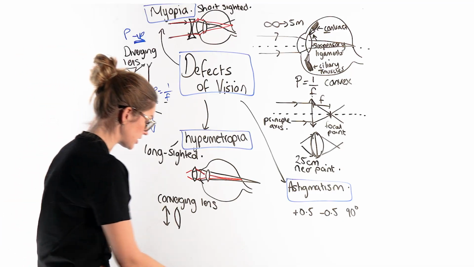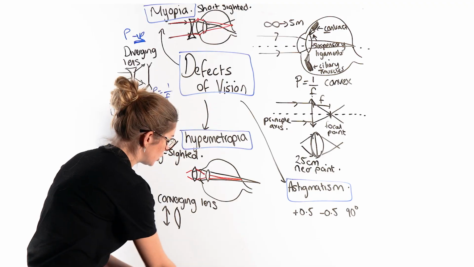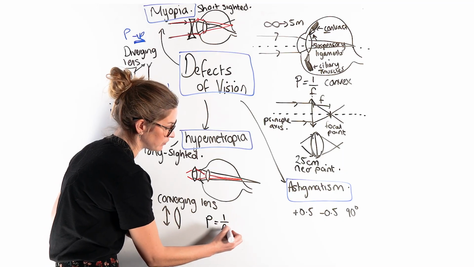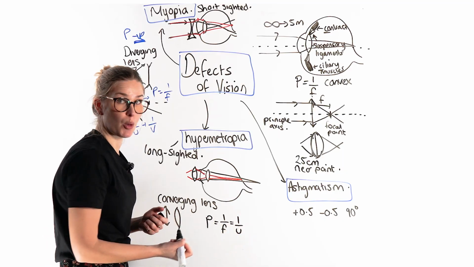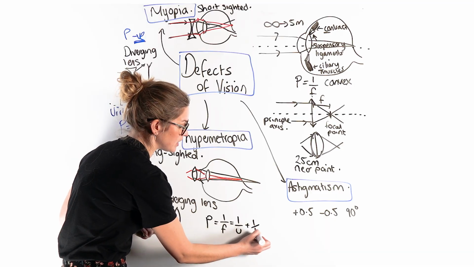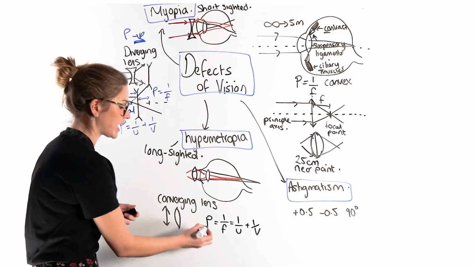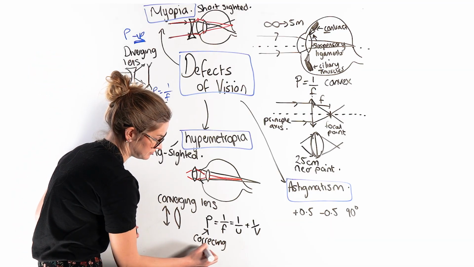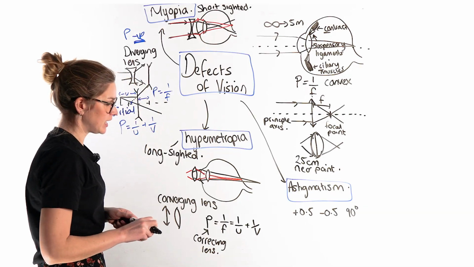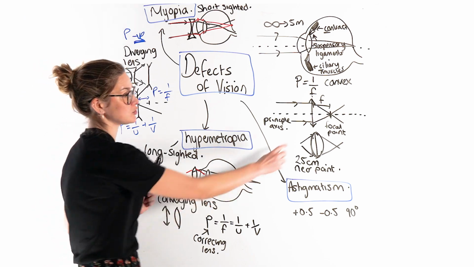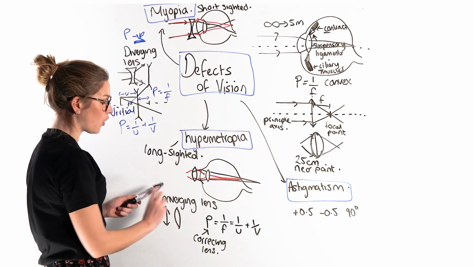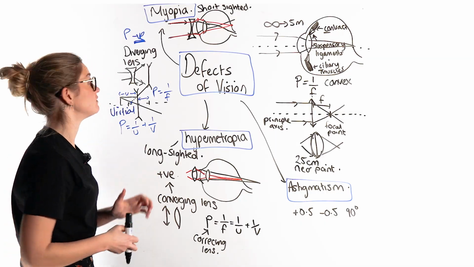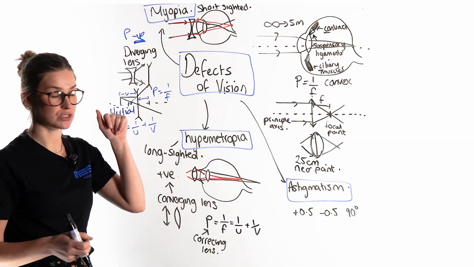Okay, next thing I want to talk about is calculating the power. So we know, we just said, to calculate the power of a lens, we can do 1 over the focal length, which is equal to 1 over u, our object distance, plus 1 over v, our image distance. Sometimes you'll get asked to calculate the power of the correcting lens. Because converging lens forms real images, the power of converging lenses is always going to be positive numbers. Like we said, the power of diverging lenses is always negative numbers.